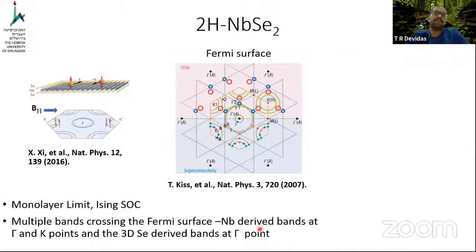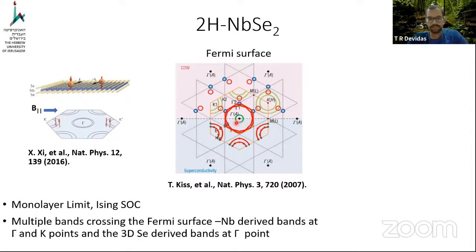Before going further, let me speak about 2H-NbSe2 and why it interests us. 2H-NbSe2, niobium diselenide, is a van der Waals superconductor which shows superconductivity even in the monolayer limit. An interesting property of it is the Ising spin-orbit coupling, which is out of plane, such that this property enables it to preserve the superconductivity even at high parallel fields beyond the Pauli paramagnetic limit. The second thing is it has multiple bands crossing the Fermi surface. You have niobium-derived bands at the K and gamma points, and you also have three-dimensional selenium bands around the gamma point.